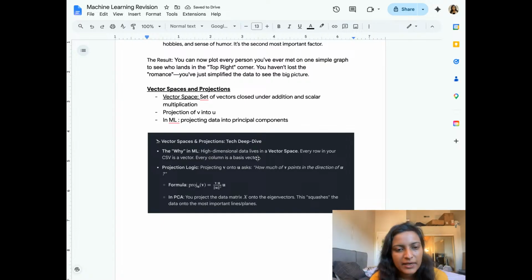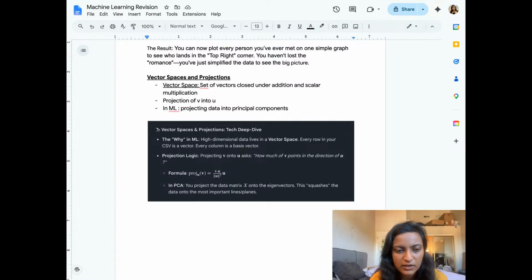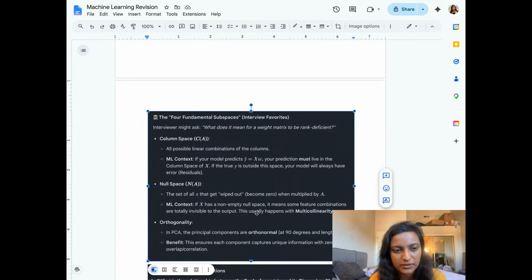Why ML? High dimensional data lives in a vector space. Every row in your CSV is a vector. Every column is a basis vector. Projection logic: projecting V into U asks how much of V points in the direction of U. You project the data matrix X onto the eigenvectors. This squashes the data into the most important lines or planes.